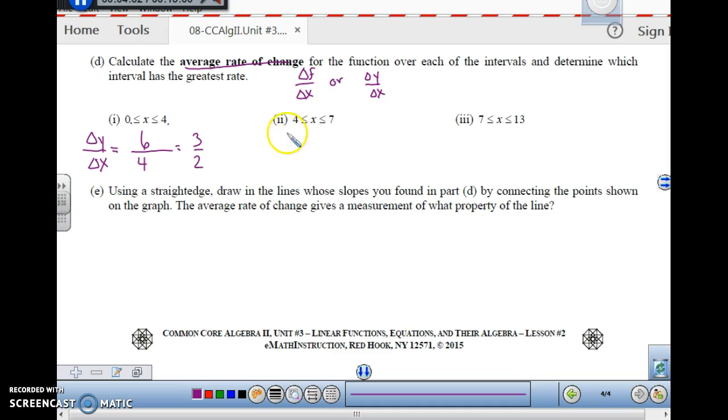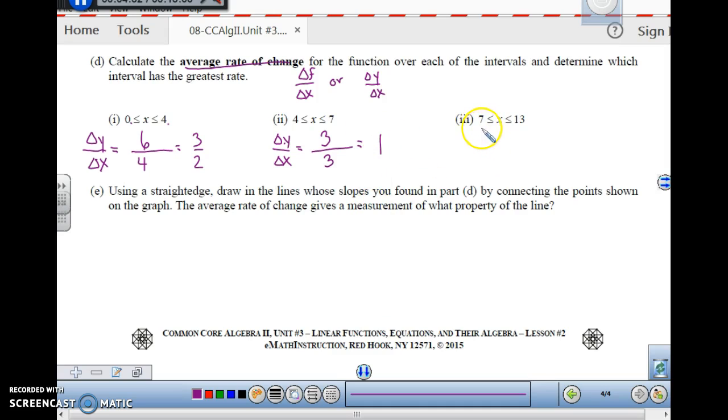Okay, from 4 to 7, delta y over delta x. Well, from 4 to 7, that's an easy change. That's just a change of 3. Now, for the function value, we figured out delta f was also 3. So 3 over 3 is equal to 1.